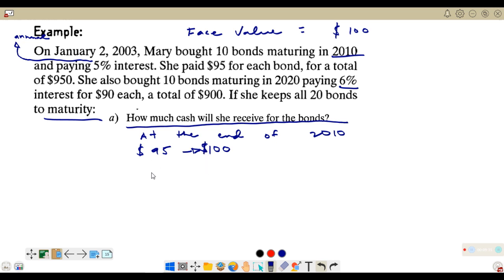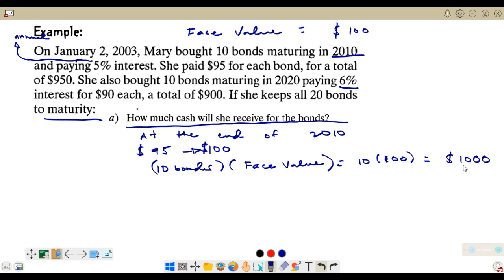So, how many bonds did she buy? So, she bought 10 bonds. So, yung 10 bonds natin, all we have to do is to multiply it by our face value. So, we are going to have 10 times 100, which is our face value. We are expected to get a total of $1,000 for the bond maturing at the end of 2010. Okay? So, this is one.